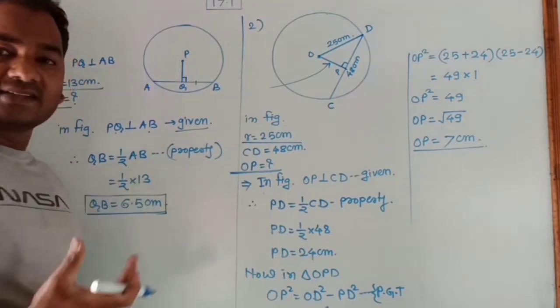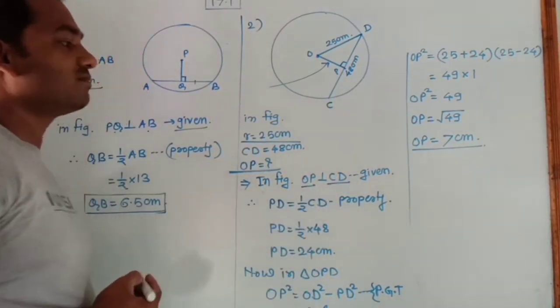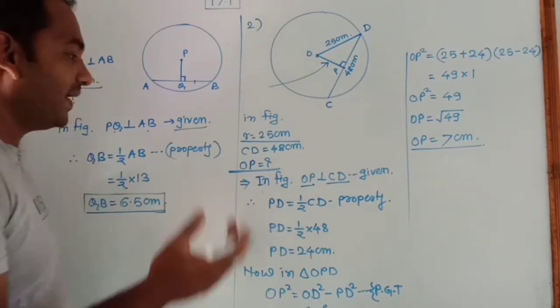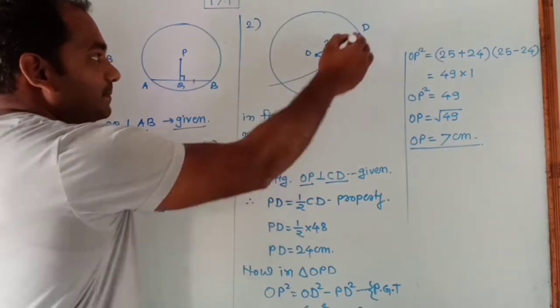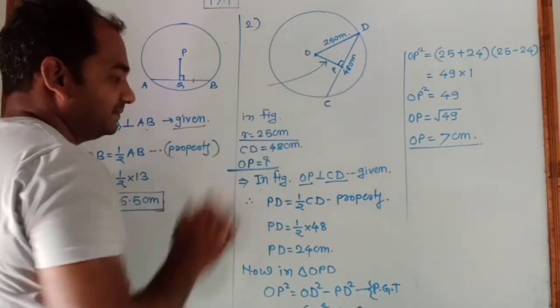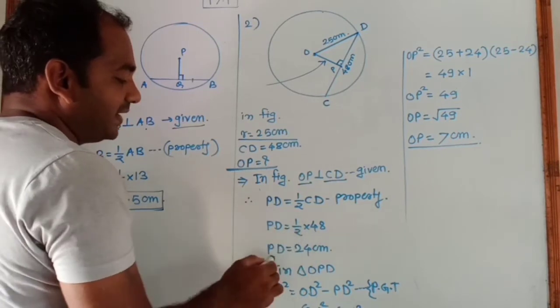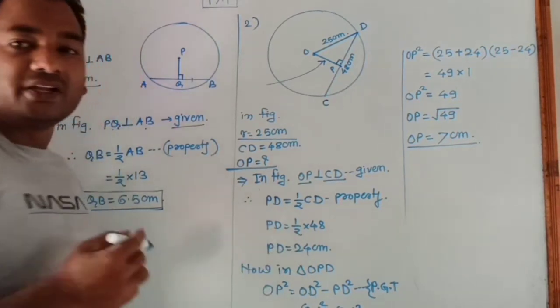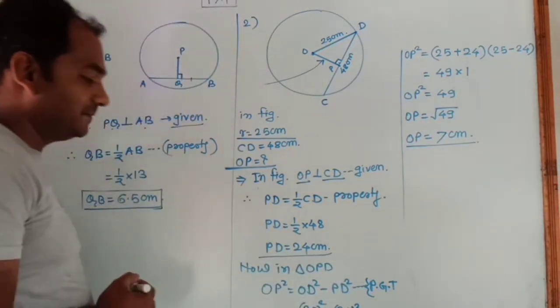Now look at the answer here. In the figure, OP perpendicular CD, this is given. So according to the property, PD is half of CD. This PD is half of CD. That means half of 48. As we divide by 2, PD is equal to 24 centimeter. So we get the length PD.